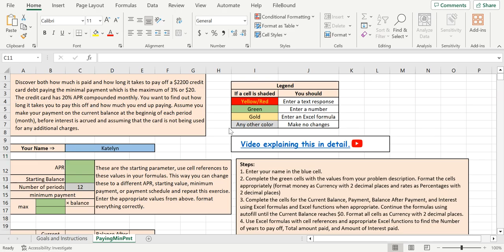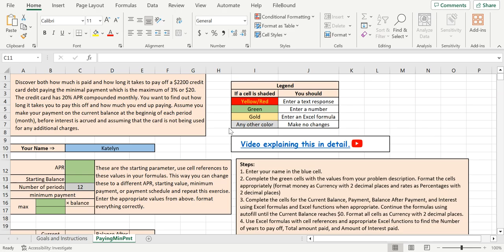So for my problem, I am going to see how long it takes to pay off $2,200 for a credit card, and I'm going to be paying the minimum payment, which is a maximum of 3% of the current balance or $20. My credit card has an APR of 20%, so that's my annual percentage rate. That's going to be compounded monthly, and we're going to see how long it takes to pay off the loan.